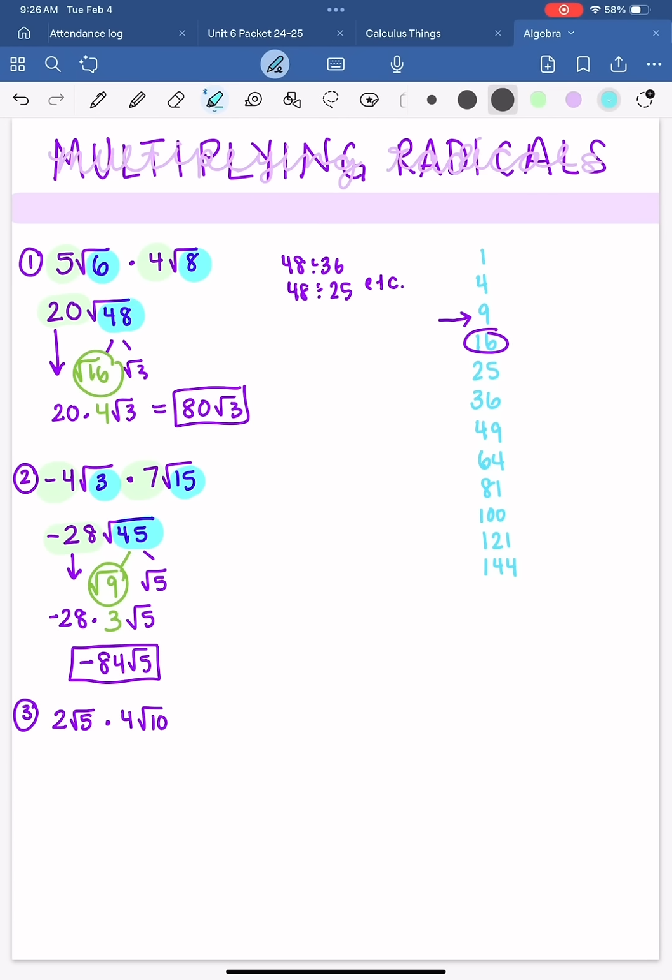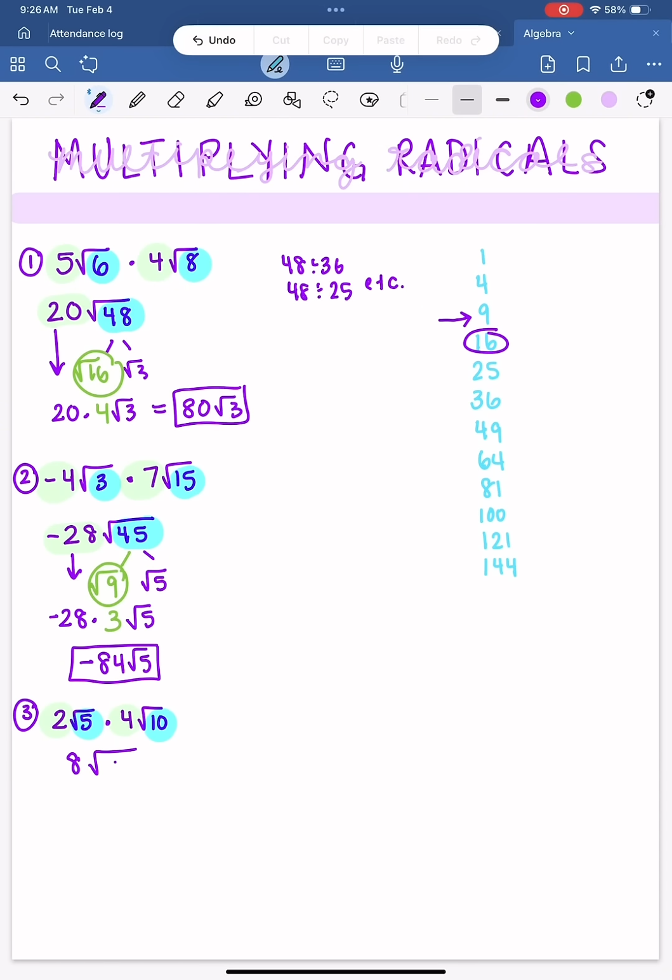Okay, last one. Let's highlight the outside numbers in green, the inside numbers in blue. If we multiply the outside numbers, we're going to get 8. If we multiply the inside numbers, we're going to get 50. Now we're going to do the branches for the square root of 50. We're going to simplify it. The largest perfect square that goes into 50 is going to be the square root of 25. So we're going to have the square root of 25 on the left because that's a perfect square, and then the square root of 2 on the right.